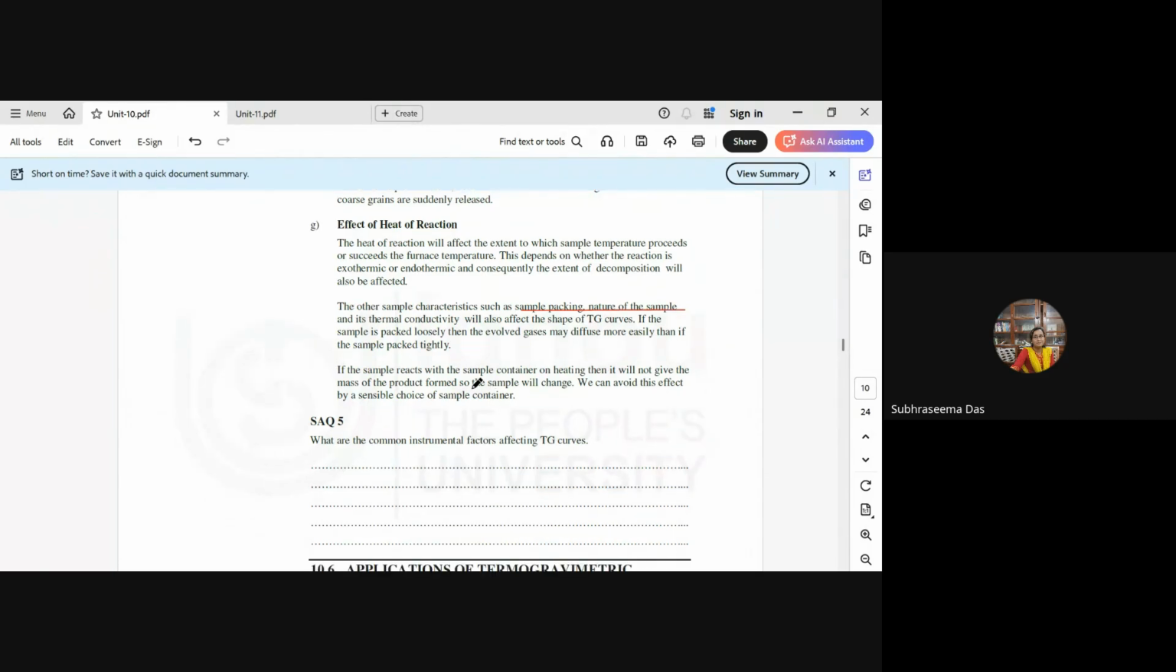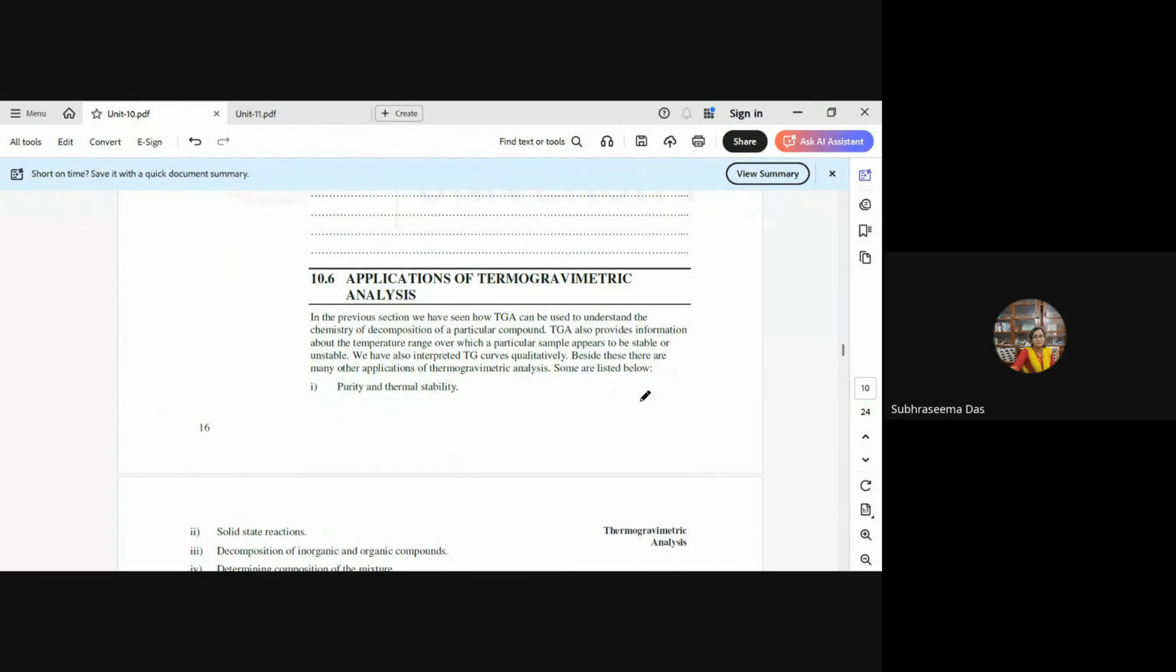So if the sample reacts with the sample container on heating, then it will not give the mass of the product formed, so the sample will change. These effects can be avoided by taking a proper container for our sample.